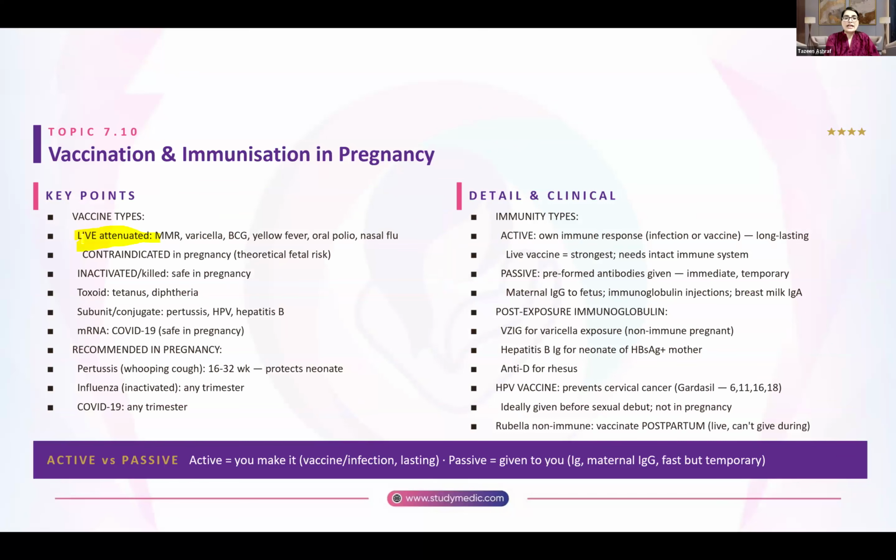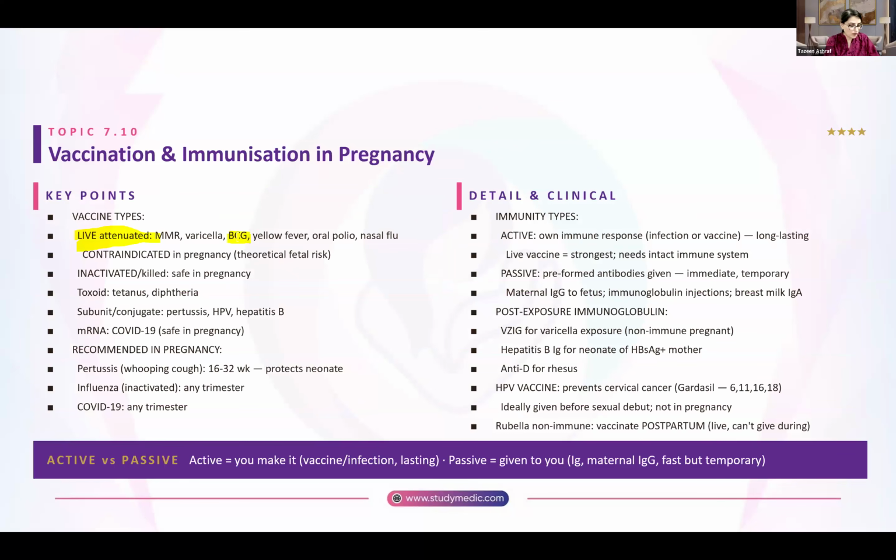Okay, so the live attenuated vaccines are MMR, measles, mumps, rubella, and varicella. BCG is a frequently asked exam question: which type of vaccine is BCG? Also yellow fever, oral polio vaccine, and nasal flu. All these are live attenuated vaccines.